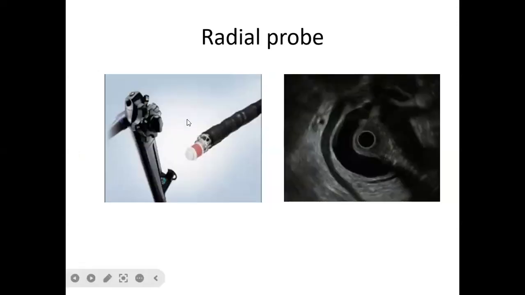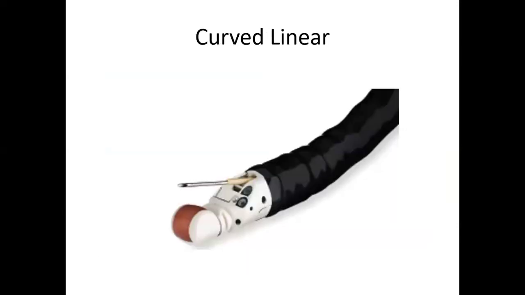So this one is a radial probe. It doesn't have an instrument channel. It gets these pictures like a CT scan, but it doesn't have therapeutic options. So that's a disadvantage. Most people prefer to use this one because it has an instrument port. Here we can push in a cannula, we can put a needle, we can put all sorts of instruments.